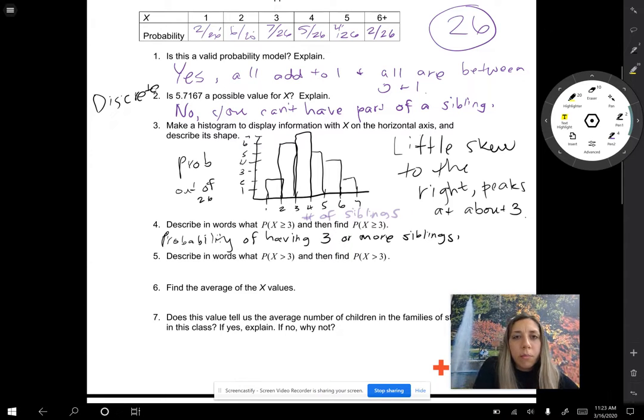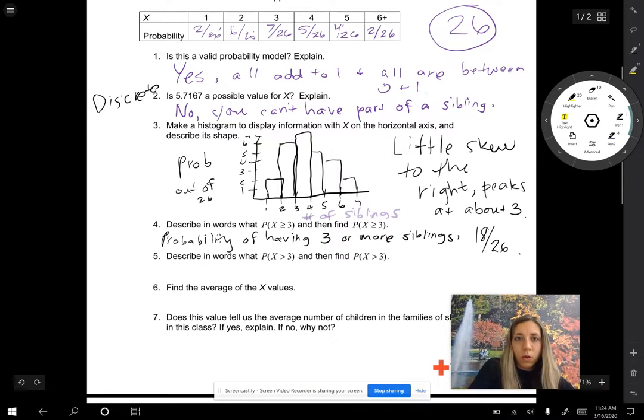So 3 or more, we could add up 3, 4, 5, and 6 plus, or we could add up 1 and 2 and subtract those from 26. That's probably the easiest thing to do here. So 2 plus 6 is 8. 26 minus 8 is 18 out of 26 would be your probability of having 3 or more siblings.